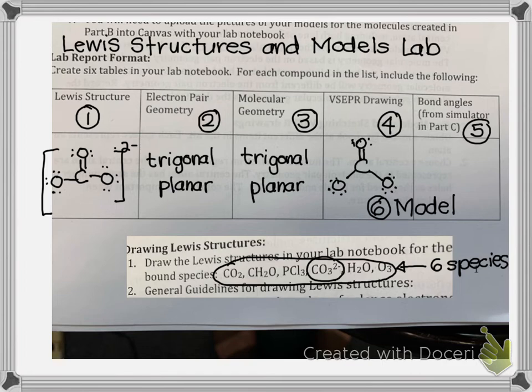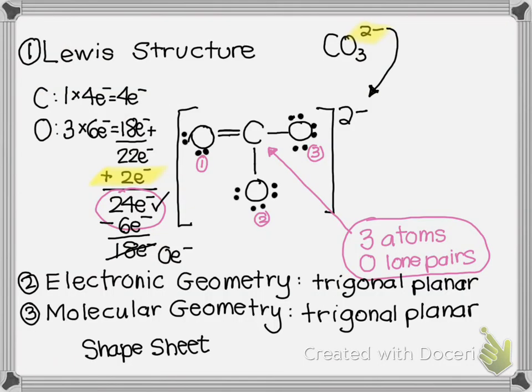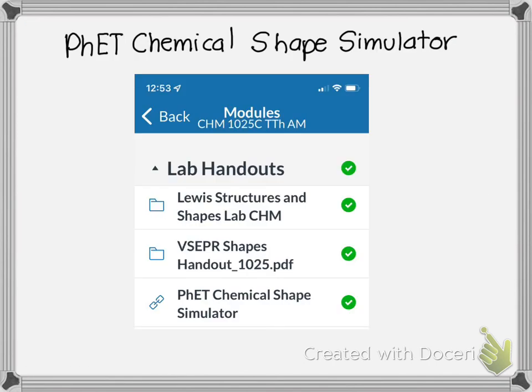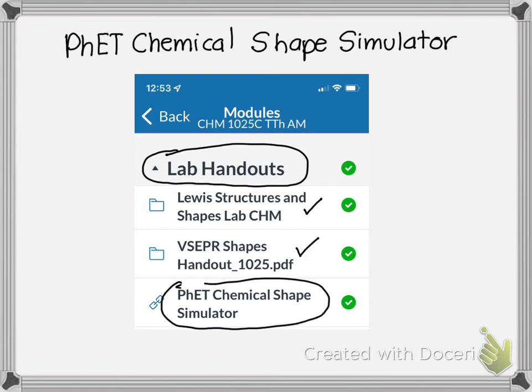And now is bond angles. To find the bond angles, you're going to use a simulator. To get the shape simulator, go into Canvas and in the module, find lab handouts. Here's the lab itself. Here's the shape sheet. And then here is the simulator. So you're going to push this.